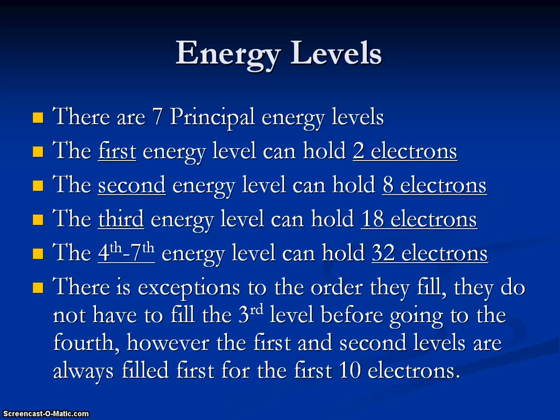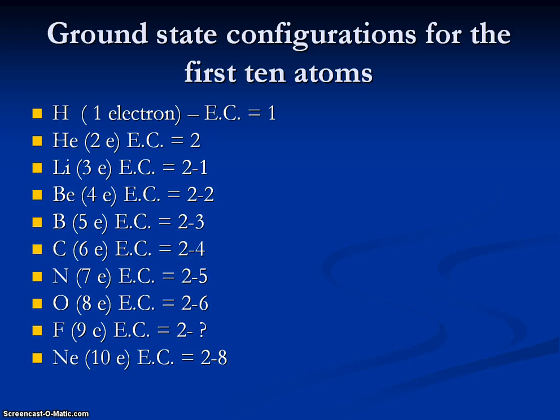So we'll take a look at the first 10 electrons here. Ground state configurations for the first 10 atoms. H. Notice the atomic number is 1. It has 1 electron. So the electron configuration is just 1. He, number 2. Electron configuration is 2. So that means there's 2 electrons in the first energy level.